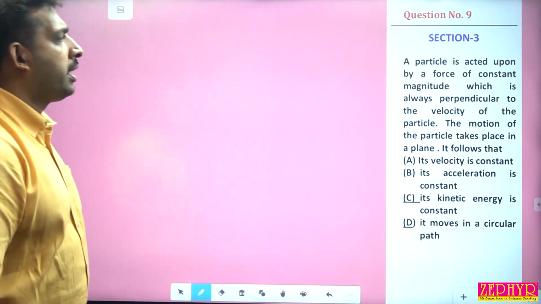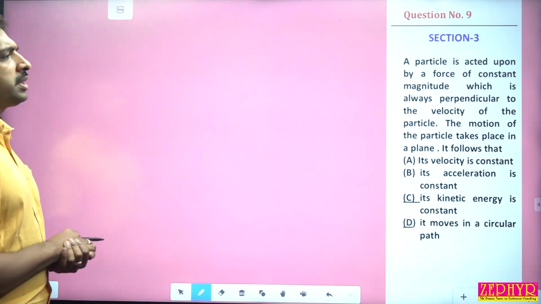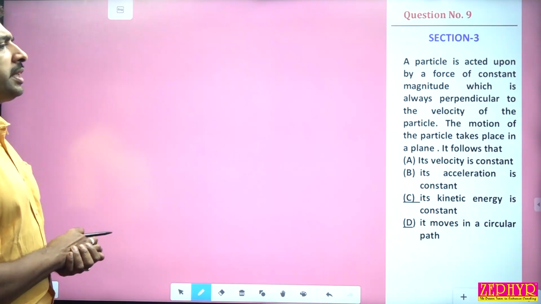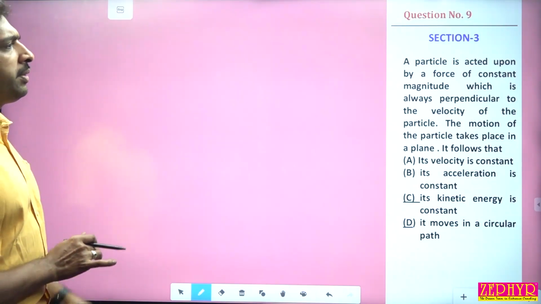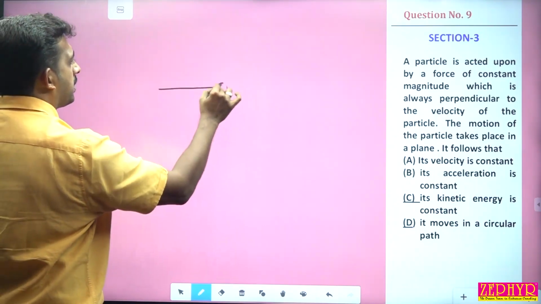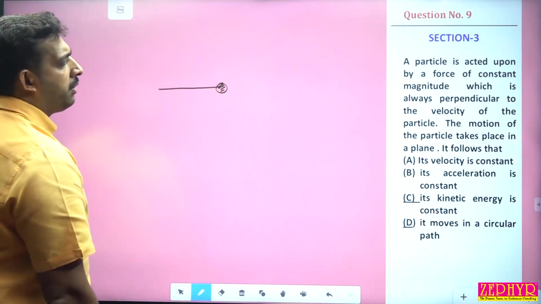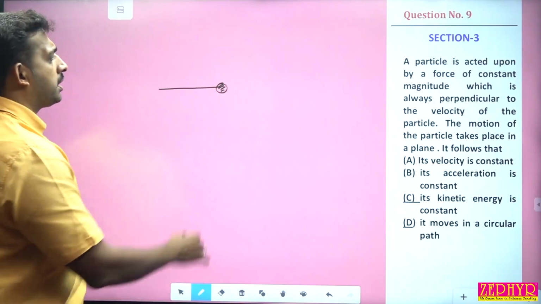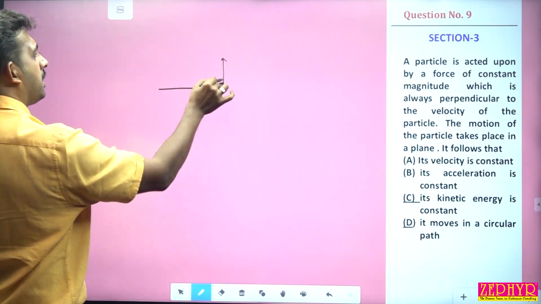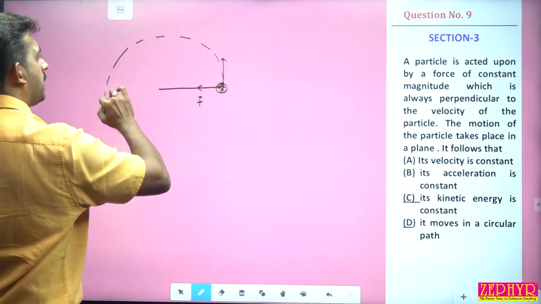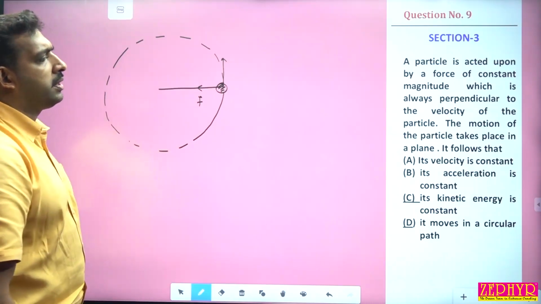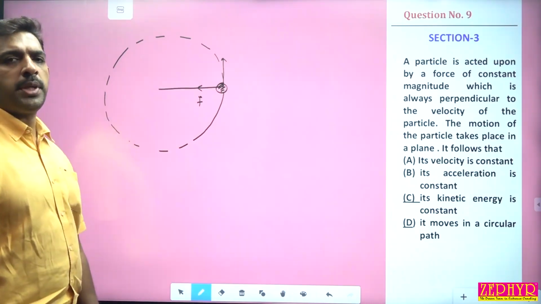Question number 9. A particle is acted upon by a force of constant magnitude which is always perpendicular to the velocity of the particle. The motion of the particle takes place in a plane. It follows that when we give a constant force to a particle, which is always perpendicular to the velocity, so if this is the velocity and this is the force, the particle will be experiencing a centripetal force. So it will be moving in a circular path in which the velocity is continuously changing its direction. So velocity is not constant, but the total kinetic energy will remain constant.